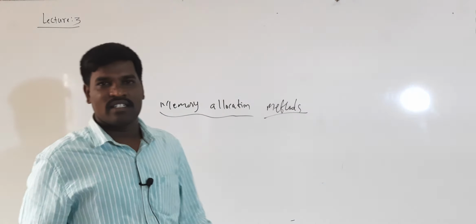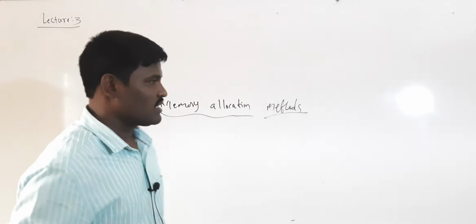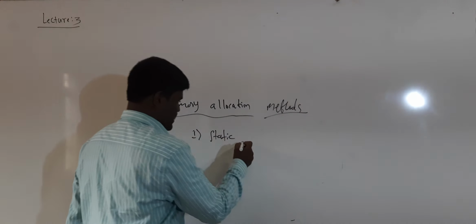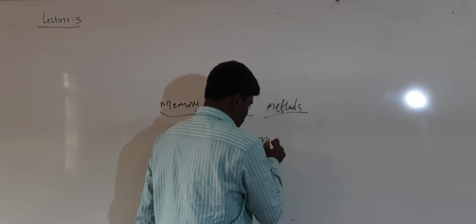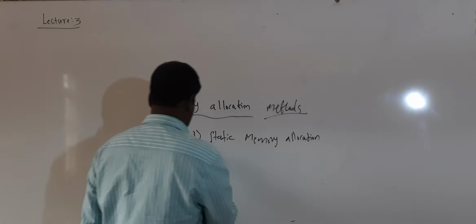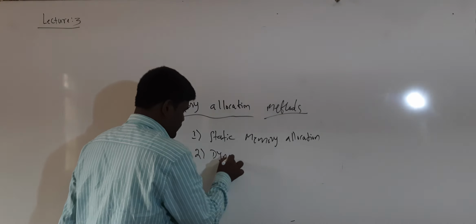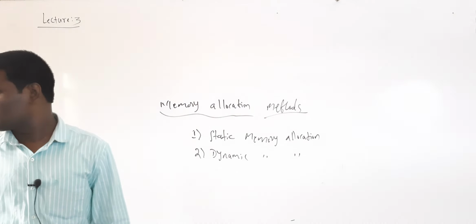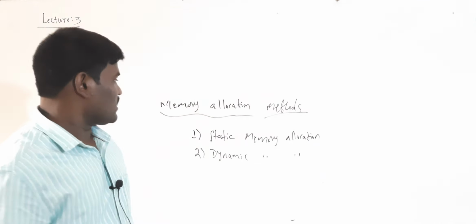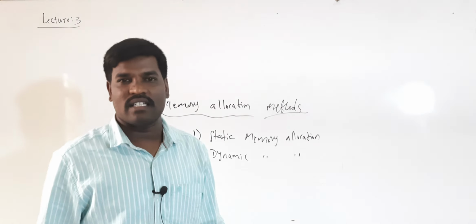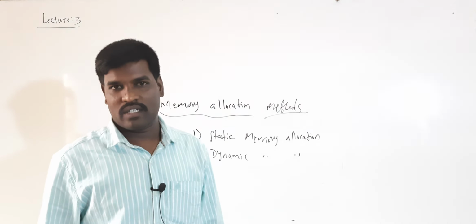Memory allocation techniques or methods. There are two methods. First one is static memory allocation. Second one is dynamic memory allocation. So there are two methods: first one is the static memory allocation and second one is the dynamic memory allocation.